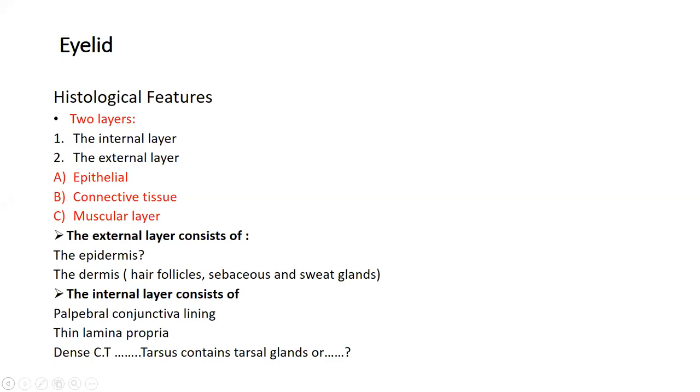So this palpebral conjunctival lining is internally lined by thin lamina propria, and the furthermost deeper part is dense connective tissue. This dense connective tissue is given the name of tarsal plate. Shortly I will show the slide of the eyelid and you can well appreciate all these structures. Tarsal plate is basically dense connective tissue that contains various glands, the tarsal glands. We will see the next slide now.